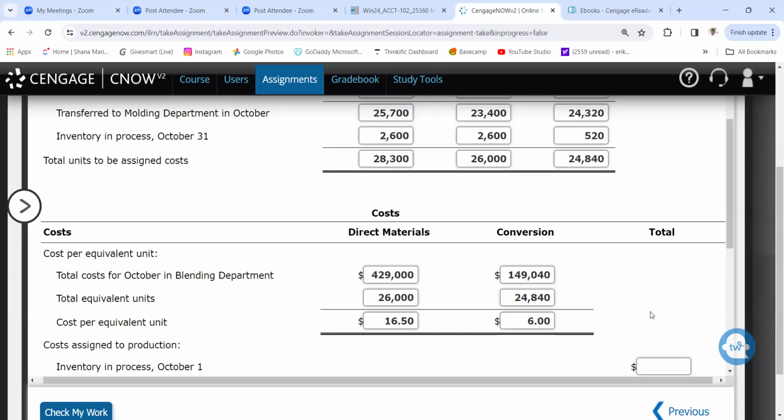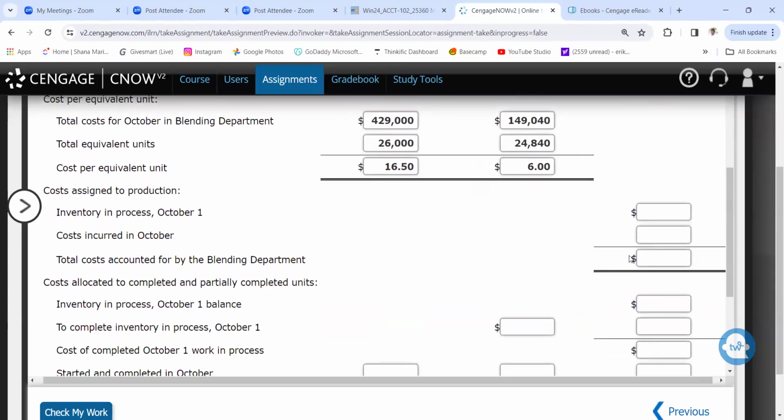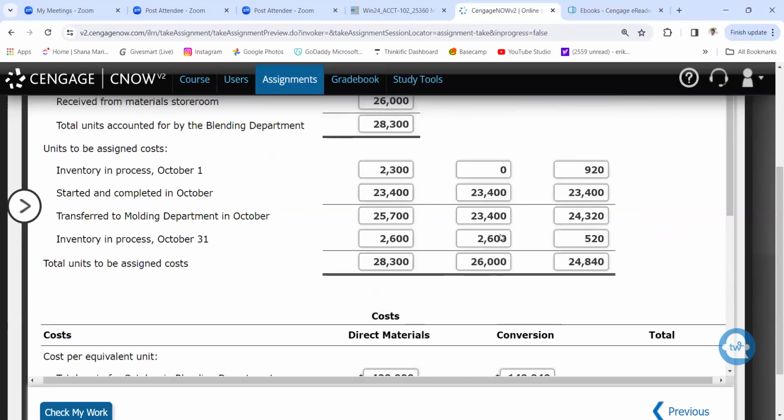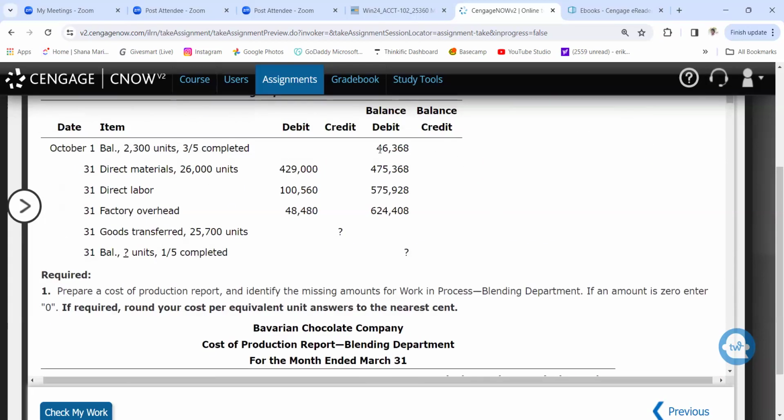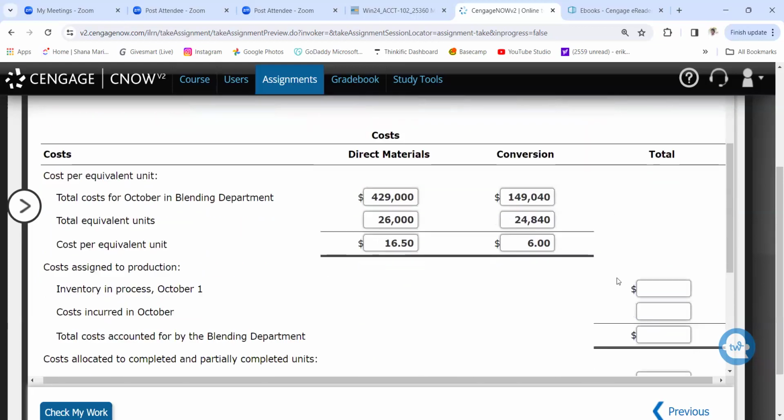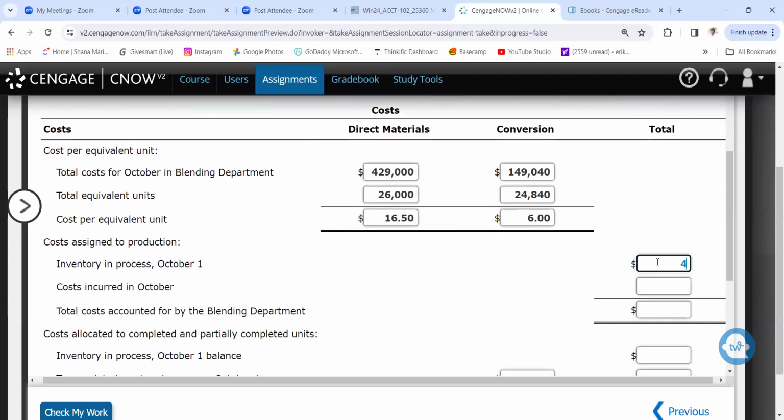So that's all you have to do for section 3. It's just pulling the numbers from the information you have. And we are almost there, my friends, almost there. All right, now we've got to look at the cost that we must assign. Well, the beginning WIP had a cost of this amount, so we got to pull that down. And that just comes from your information.